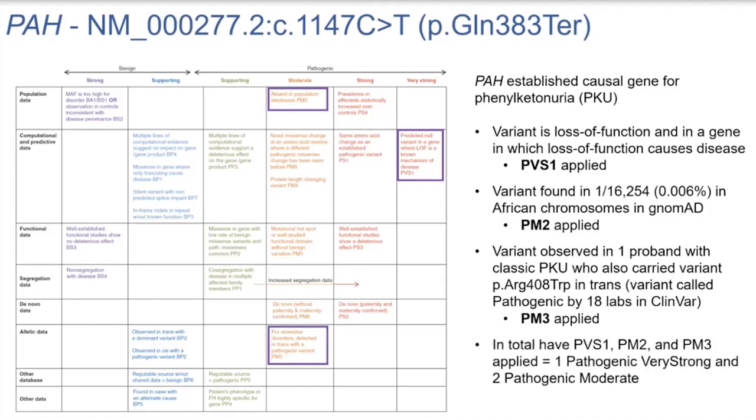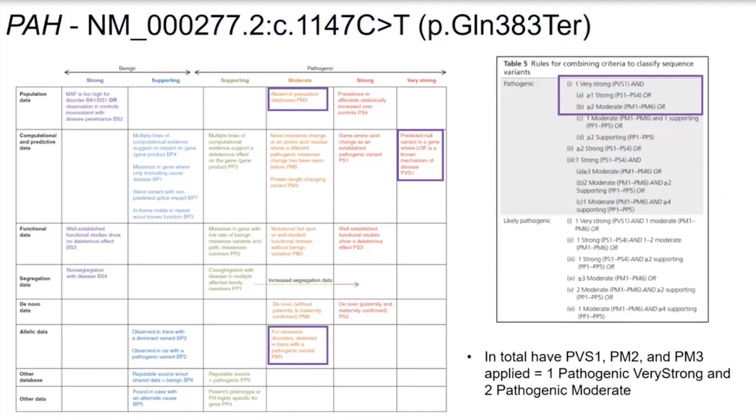So in total, I have PVS1, PM2, and PM3, so one very strong and two moderate pieces of evidence. If I look then at that chart, I can find that combination of one very strong and two moderates, and see that that reaches a pathogenic interpretation.